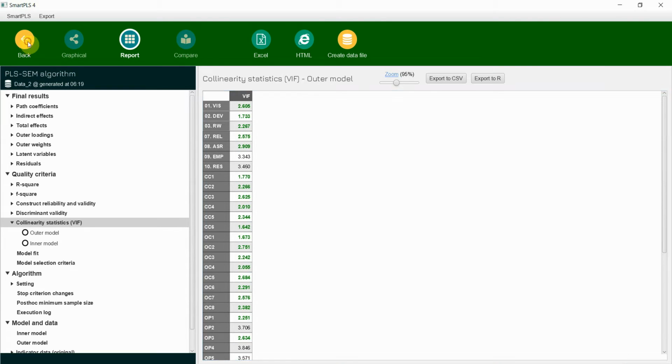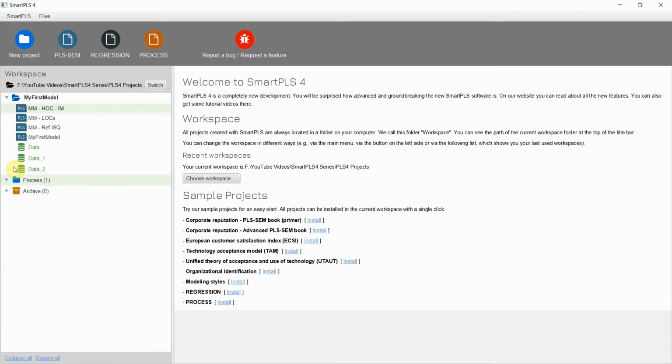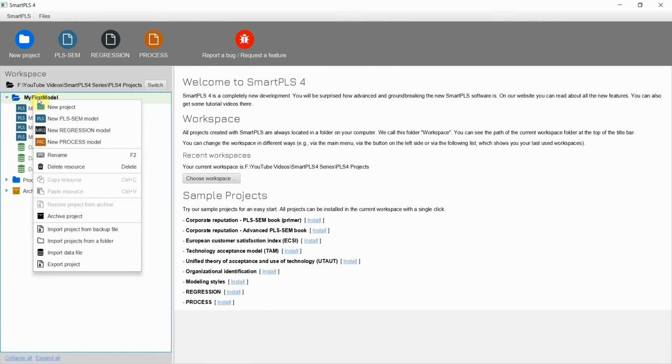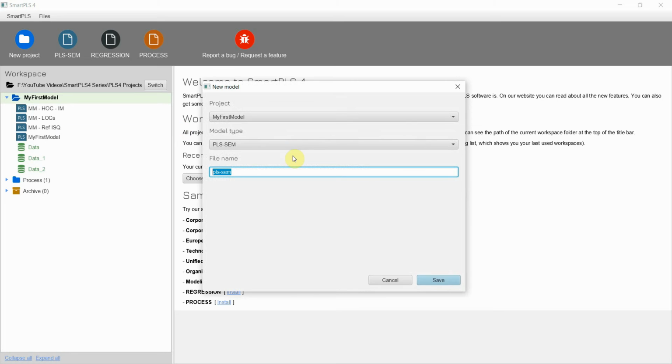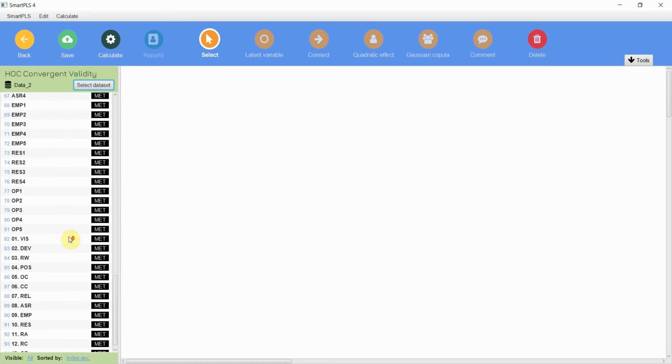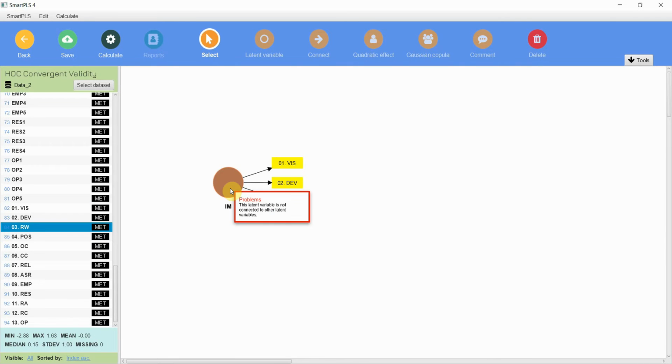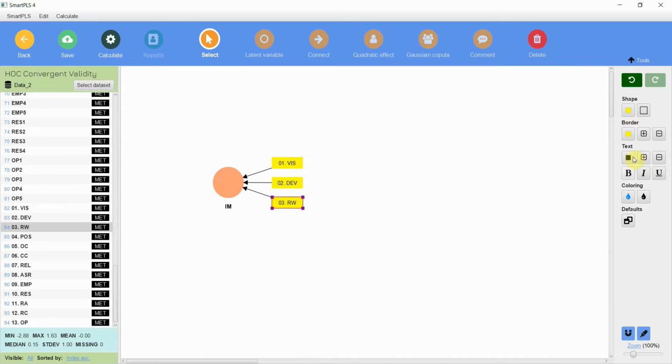So how to validate it? Let's go back. I cannot use it. So let's go back, save it. Now you have to create a new model for that. New PLS SEM model. And I can say higher order construct, convergent validity. You save it. You have to select your data set. Make sure that you properly select your data set. And let's use this internal marketing measured at the higher level. And let's move the indicators.